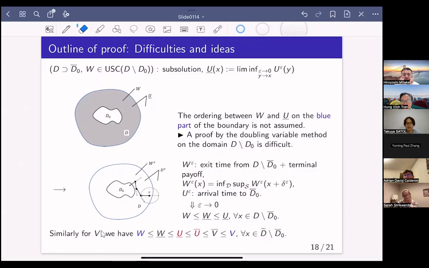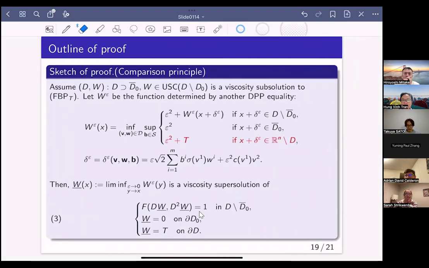Similarly for V, we have these 5 inequalities. Then we can get the ordering between sub and supersolution. And the inclusion relation is straightforwardly satisfied by this inequality. This is a sketch of the proof.